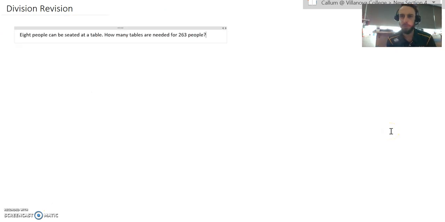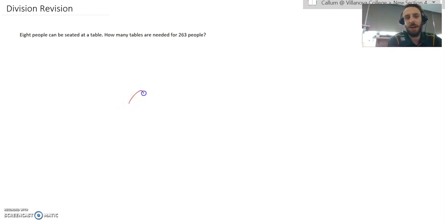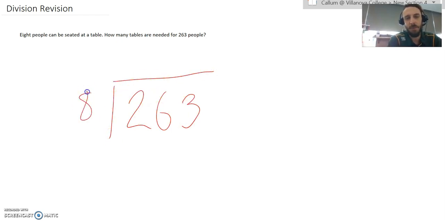So in a problem-solving context, this question would be considered a familiar type of question because it's pretty simple. All that you really need to do is pick out the numbers and work out what to divide by. So it says 8 people can be seated at a table. How many tables are needed for 263 people? And I know that I'm going to find out the answer to that if I chuck in an algorithm 263 and I divide by 8 people.